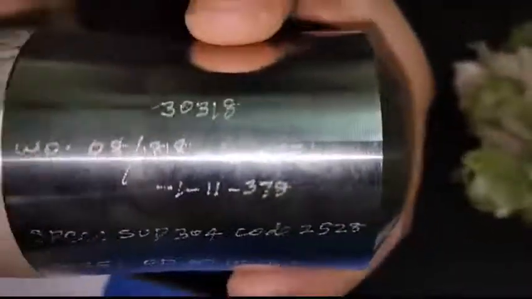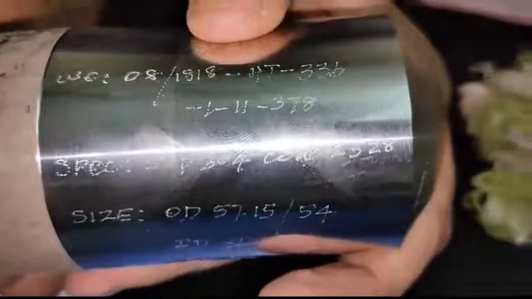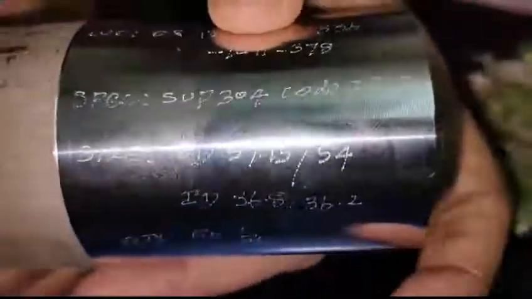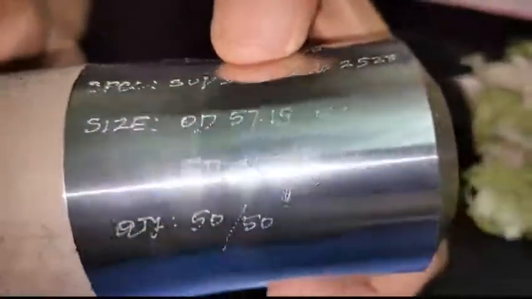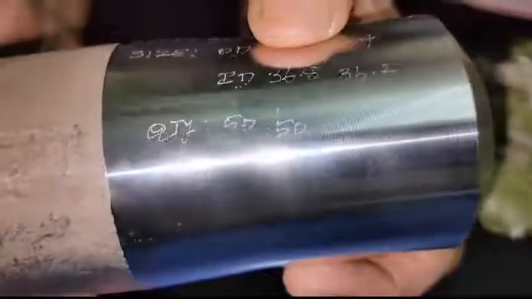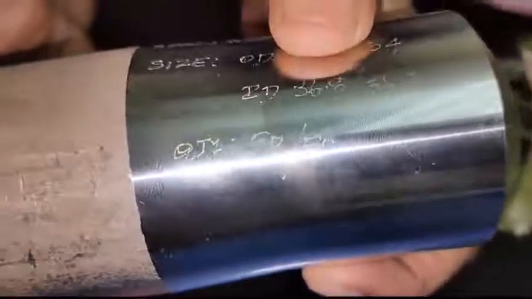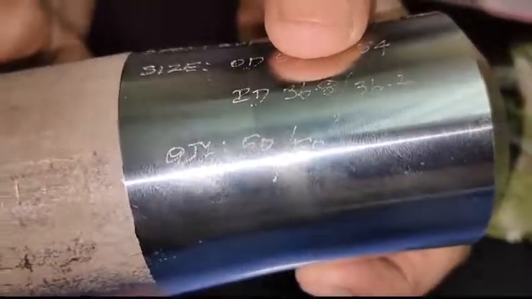Now let's see this in the second job. So same thing will be there in the job. Here you can see our firm code, the same work order, metal specifications, size, and here it is the quantity 50 out of 50. So I think everything is cleared.